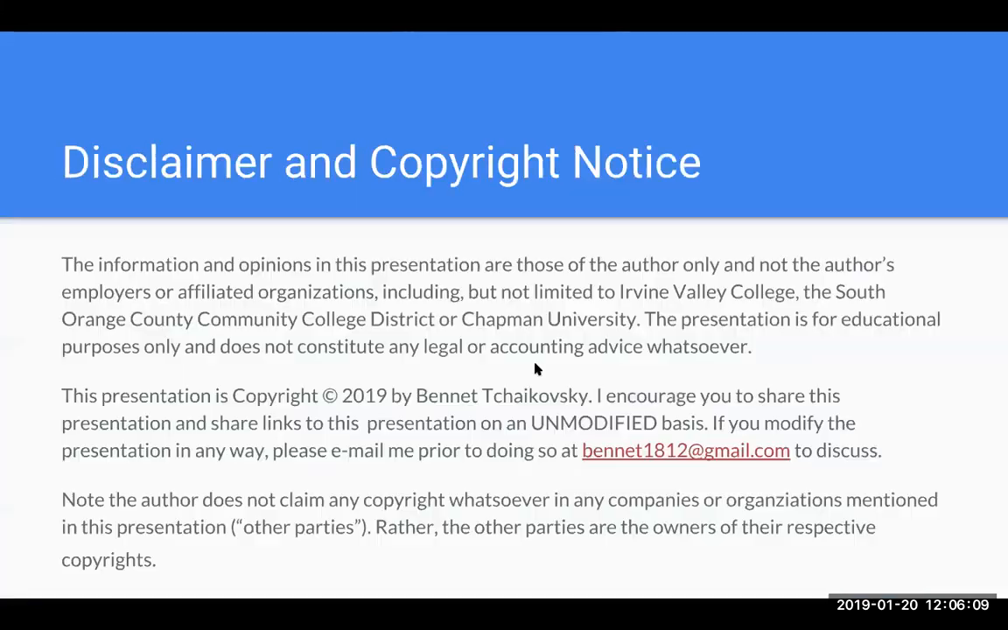This is part one, Introduction and Liquidity Ratios.